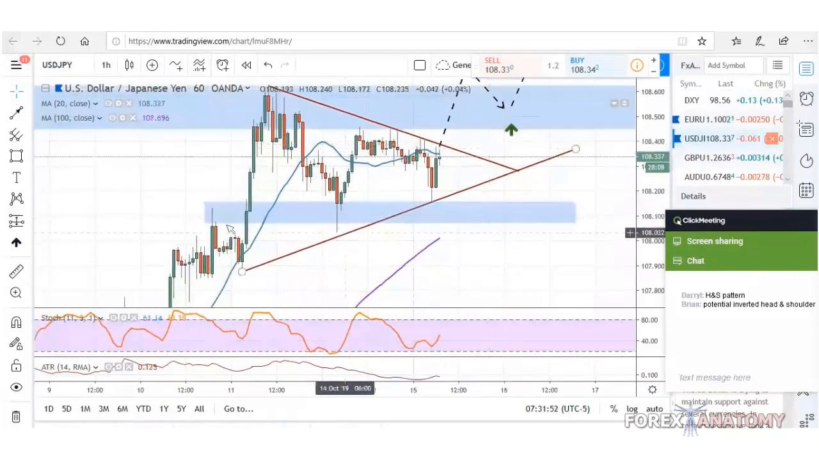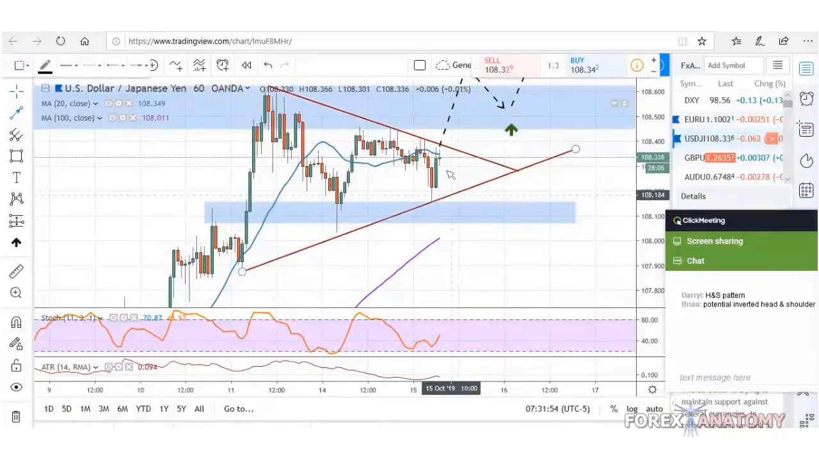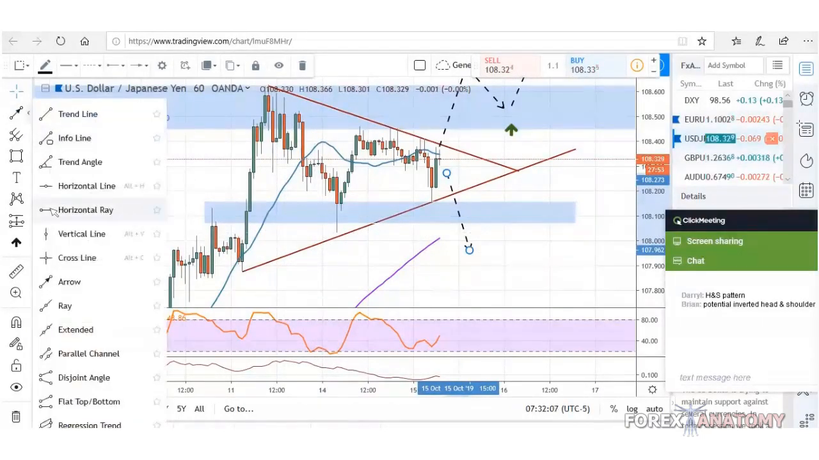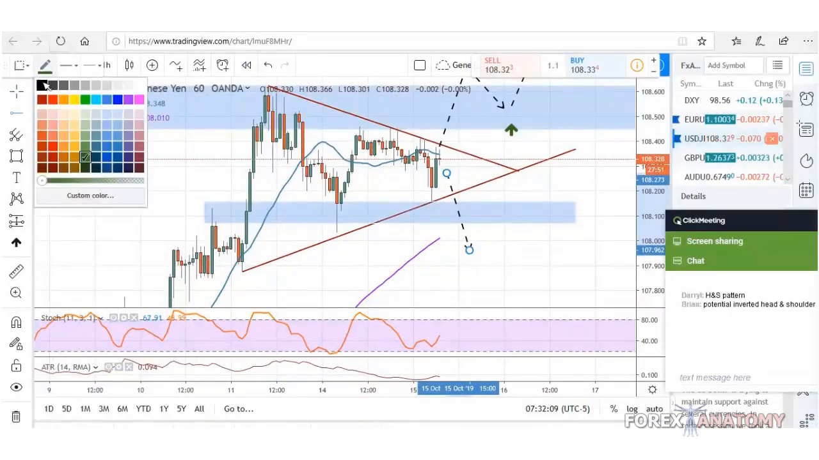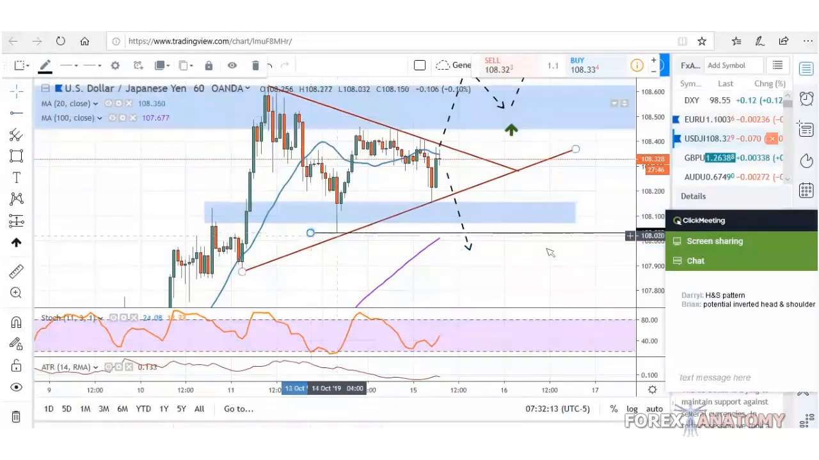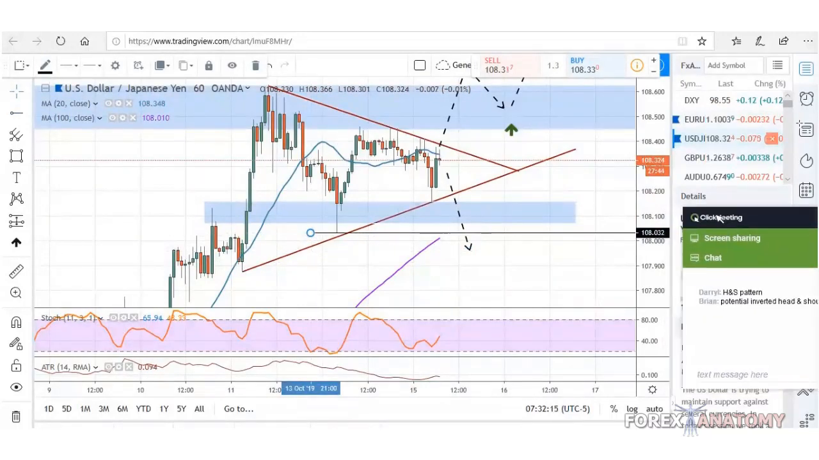However, if we do get a break to the downside on this particular pair, if price decides to break lower, then we would definitely, especially if we get a break of this low right here. If we get a break below this low, let me just draw this in, right here at 1.0803, which is near this psychological area of support at 108 or 108.00.